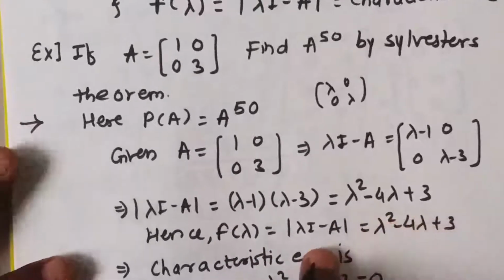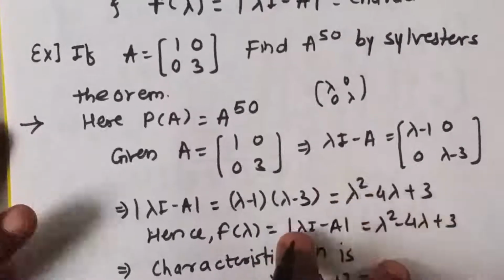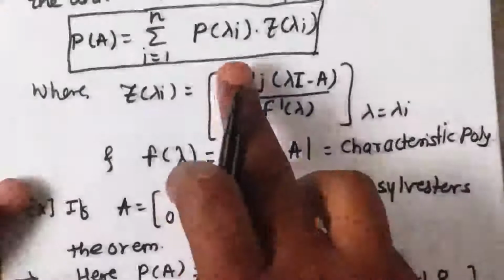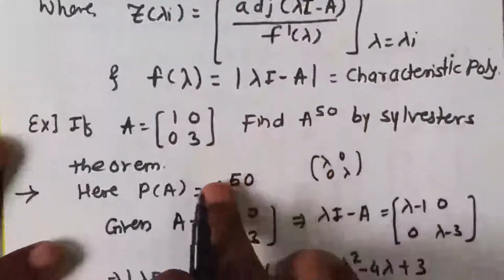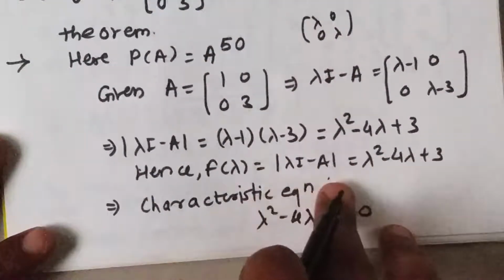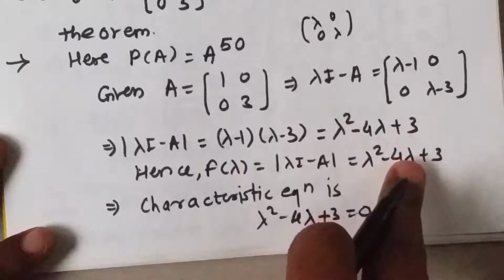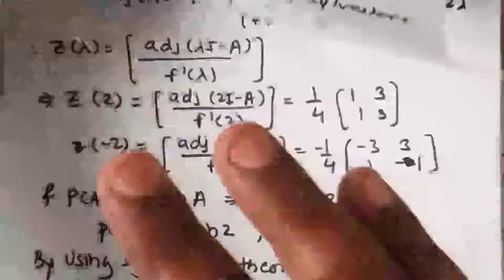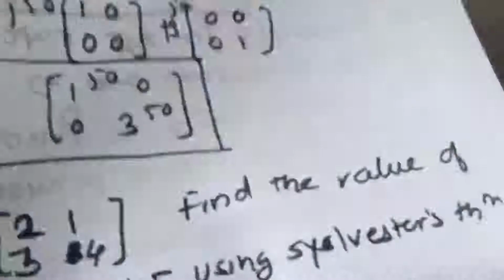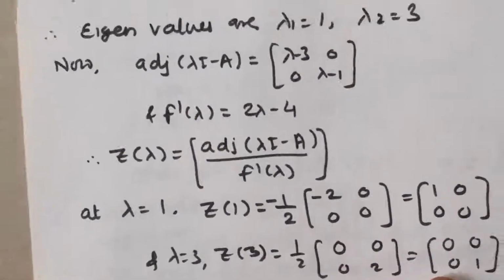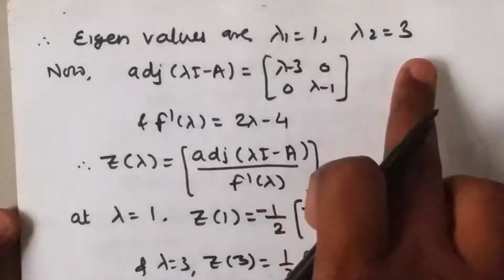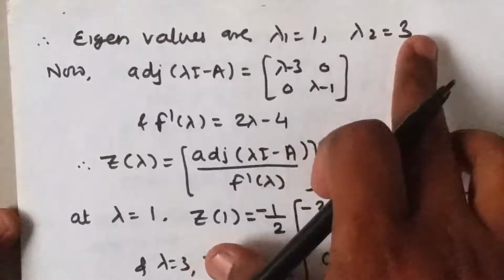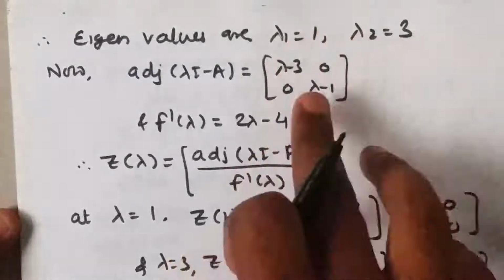Now from this you can determine the characteristic equation. Why do we need the characteristic equation? Because we need the eigenvalues of that matrix also. For writing the characteristic equation, whatever polynomial you have obtained here, just equate that to 0. After that, we determine the roots of this characteristic equation. The roots are 1 and 3. Hence the eigenvalues are lambda 1 equal to 1, lambda 2 equal to 3.